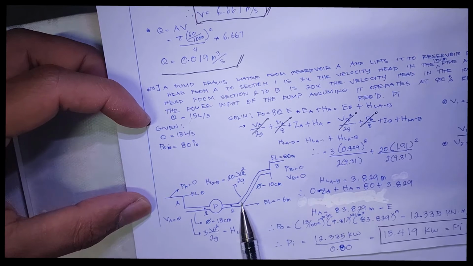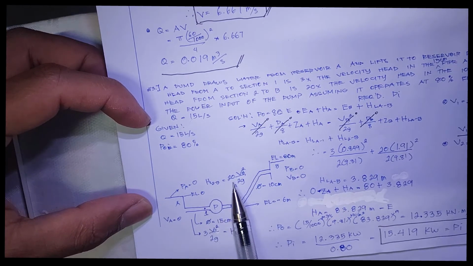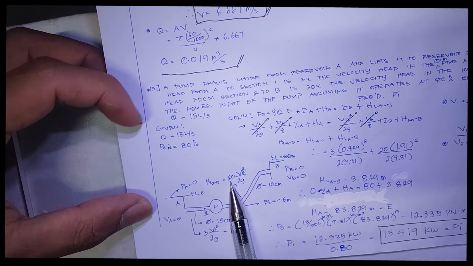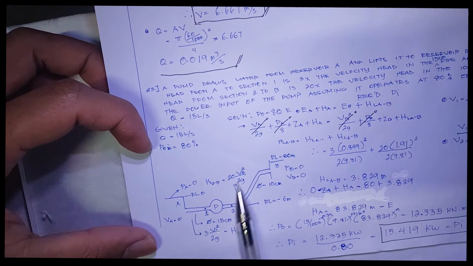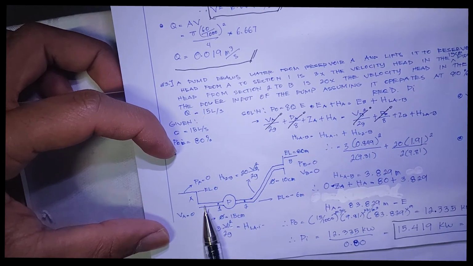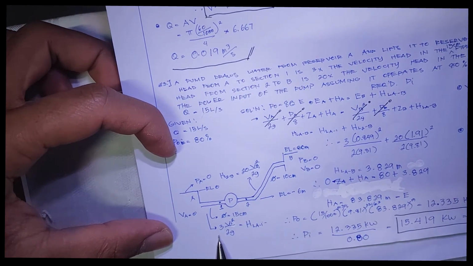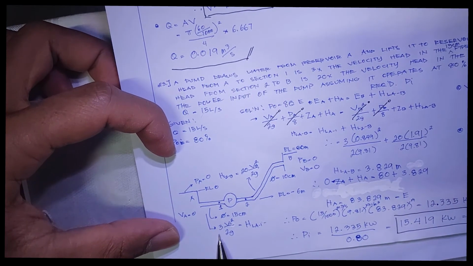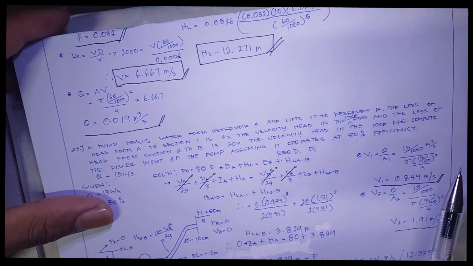So at pipe number 2, we have the head loss, which is equivalent to 20 times the velocity head. And then at pipe 1, we have 3 times the velocity head. So we have our solution.